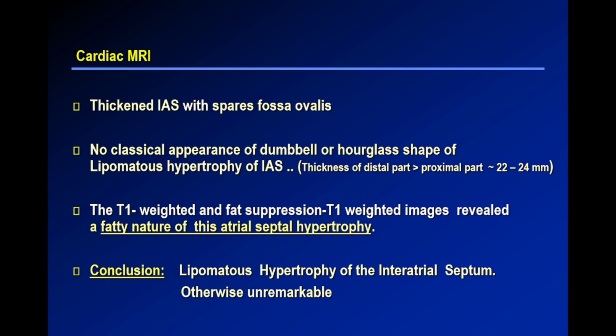This is our cardiac MRI report: thickened interatrial septum with spared fossa ovalis, no classical appearance of dumbbell or classical shape of lipomatous hypertrophy of the interatrial septum, and the proximal part is more thickened than the distal part. By fat suppression sequence, the nature of this is fat accumulation. Conclusion: this is lipomatous hypertrophy of the interatrial septum, otherwise unremarkable.